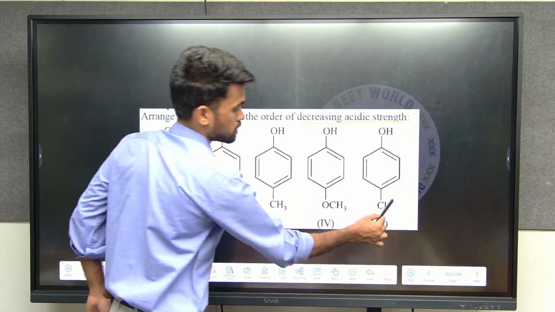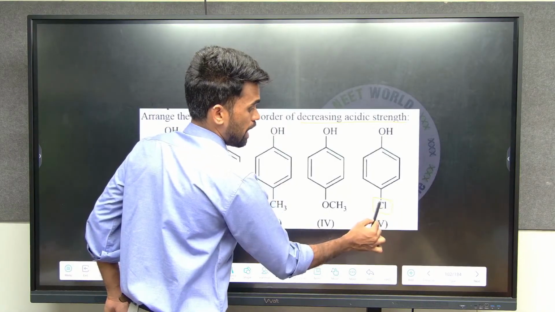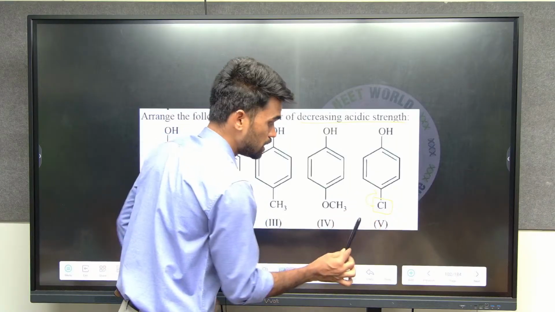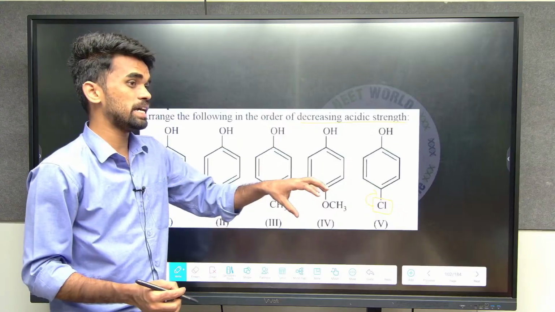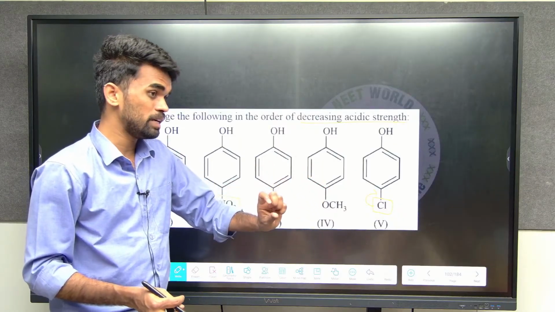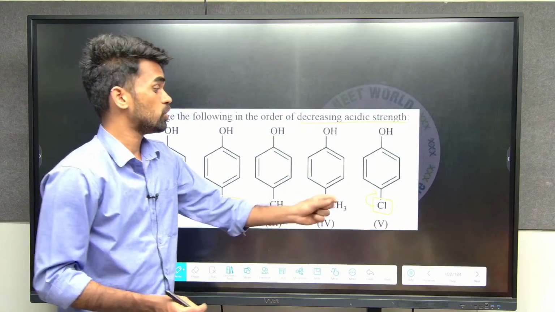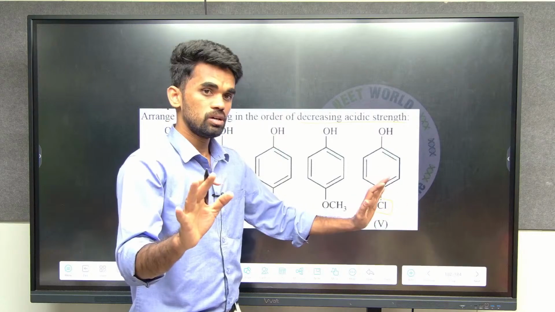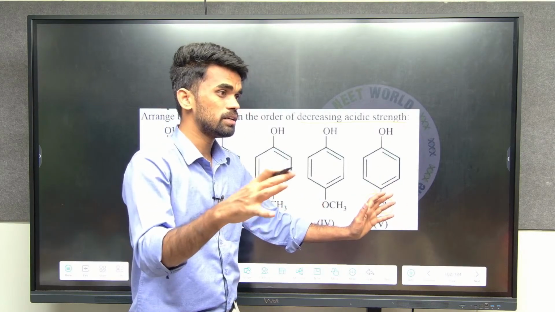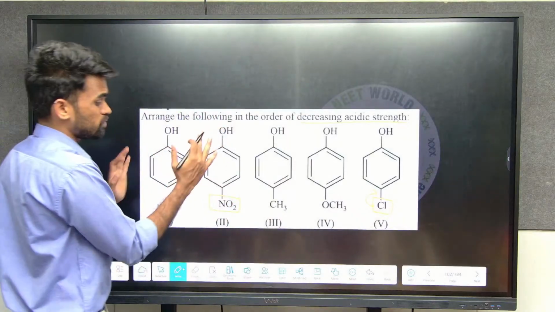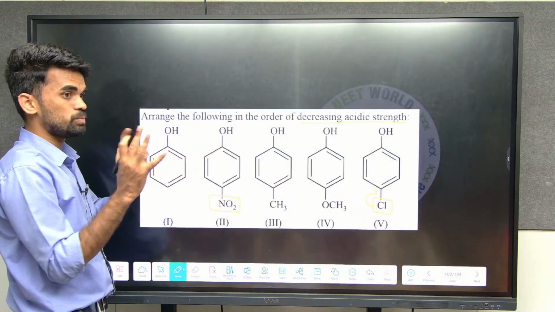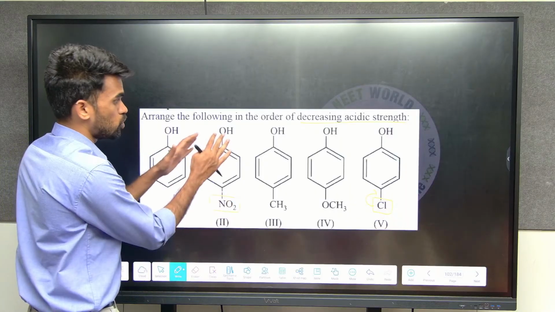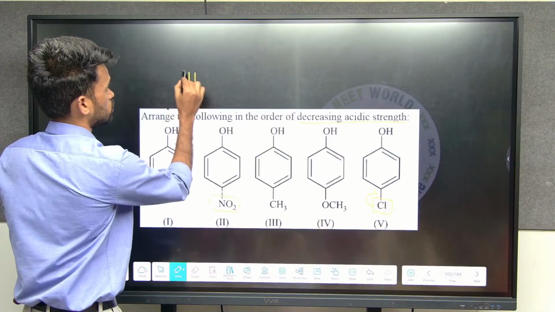Next one, what about this? See, actually it has lone pair electrons, so it can also be an electron releasing group. But whenever halogens are there, due to more electronegativity, only in case of halogens, the inductive effect is more dominating than the mesomeric effect. In all other cases, the mesomeric effect is more dominating than the inductive. So now tell me, out of these, which group is the strong electron withdrawing group? Nitro group. So it is the stronger electron withdrawing group, so this will be more acidic. So I can write it 2 first.